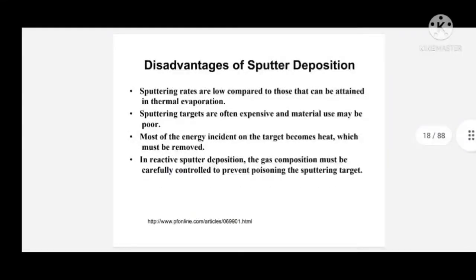There are disadvantages of sputter deposition. Sputtering rates are low compared to those that can be attained in thermal evaporation. Sputtering targets are often expensive and material use may be poor. Most of the energy incident on the target becomes heat, which must be removed. In reactive sputter deposition, the gas composition must be carefully controlled to prevent poisoning the sputtering target.